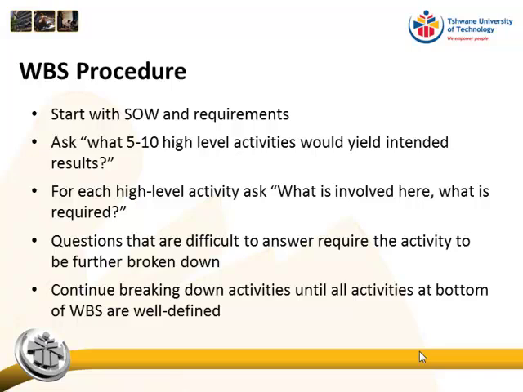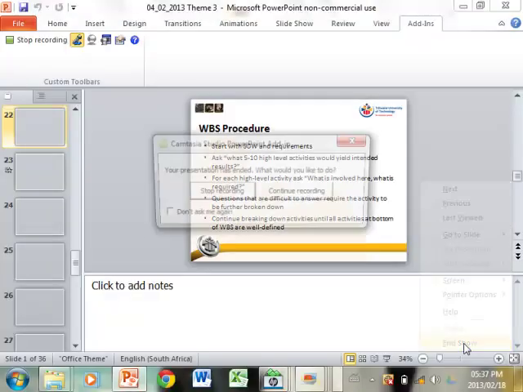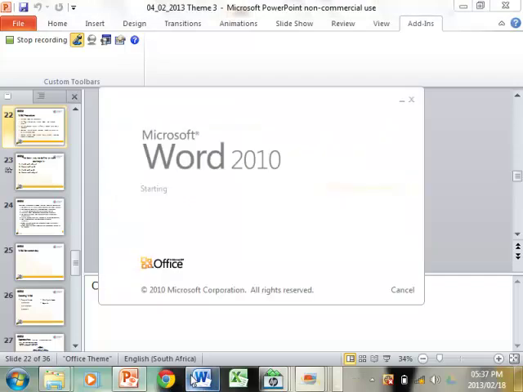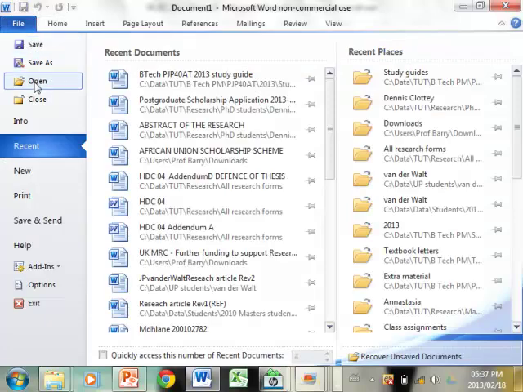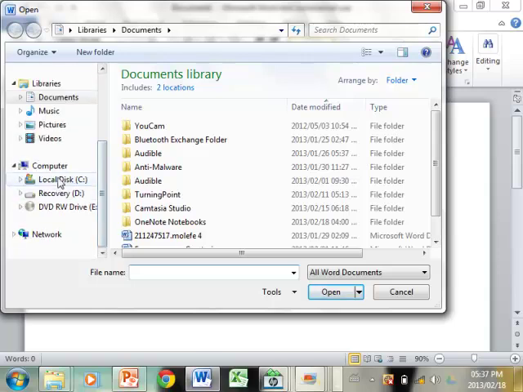Okay, so basically how we do a work breakdown structure is we start with a statement of work and the requirements, and we ask what are the 5 to 10 high-level activities that would yield the intended results. So if I open this document that you all looked at, let me just get to it.